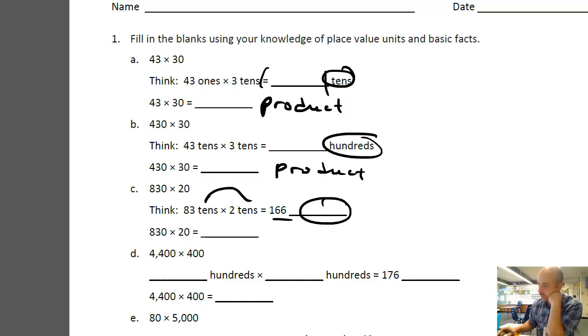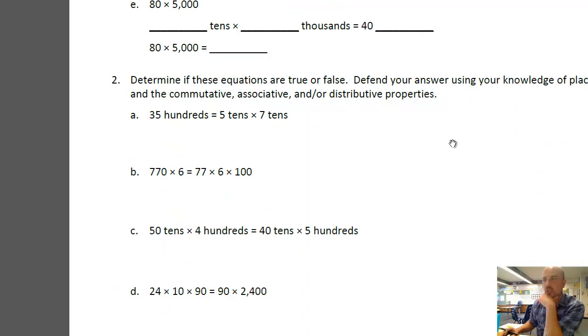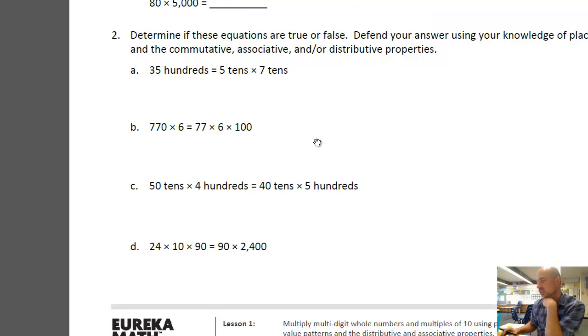And then if I were to go further down, determine if these equations are true or false. Defend your answer using your knowledge of place value and the commutative, associative, and/or distributive properties. Saying do what you need to do to solve these problems.